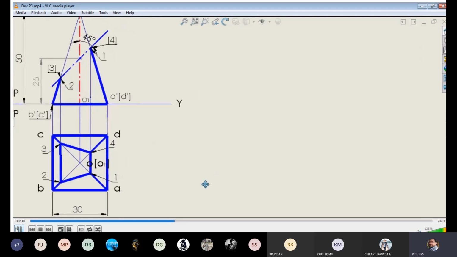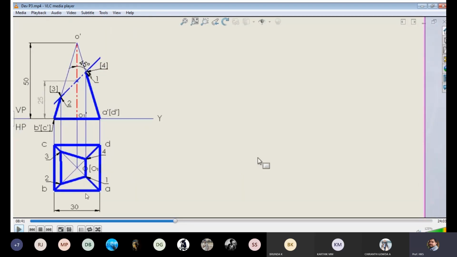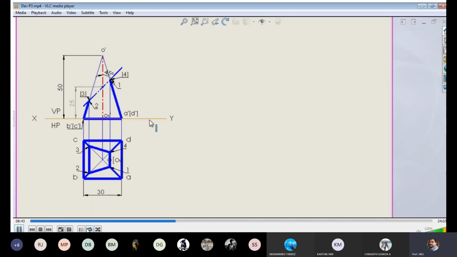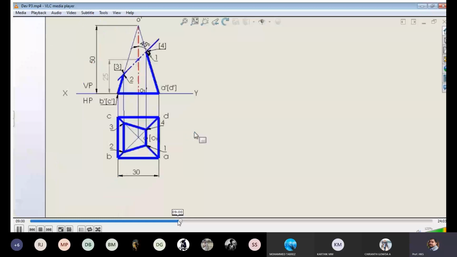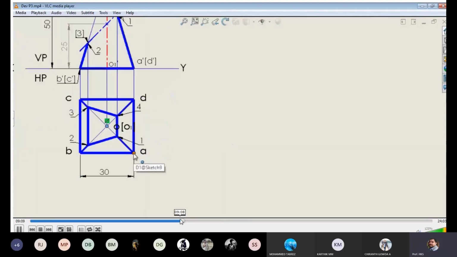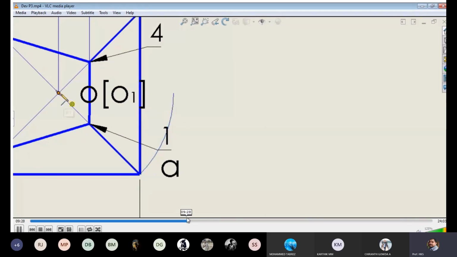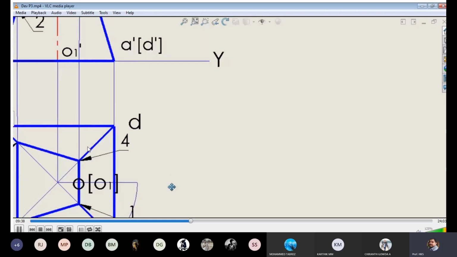Next, after this you have to go for developing. Development means you can consider any point, A, and you can start unfolding it. That is the development. But before going to development, we have to find the true length of the slant edge. As we discussed earlier, we have to develop it for the true length. You can consider any of the slant edges, from here O2.